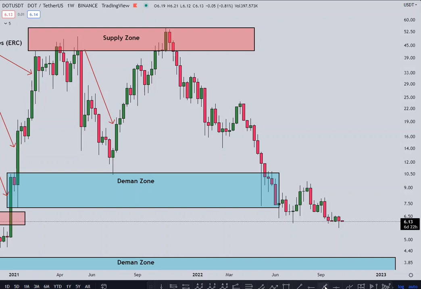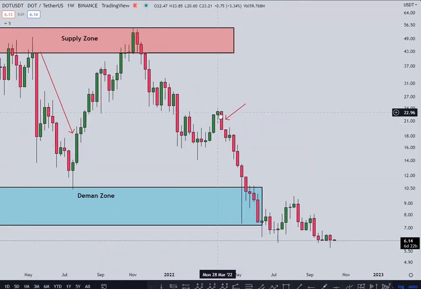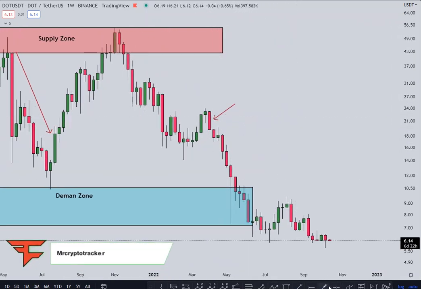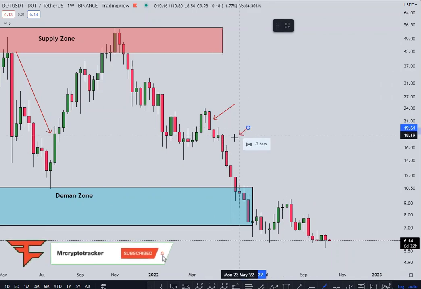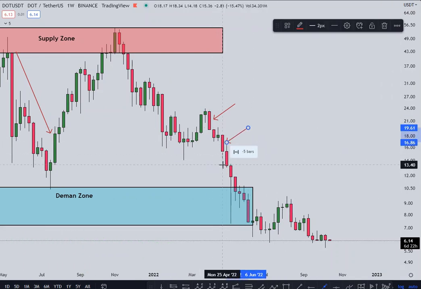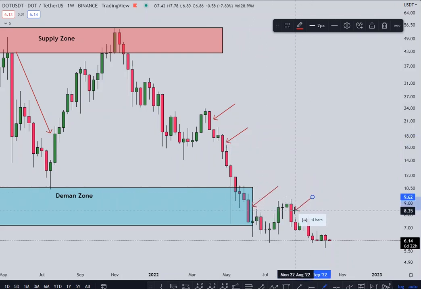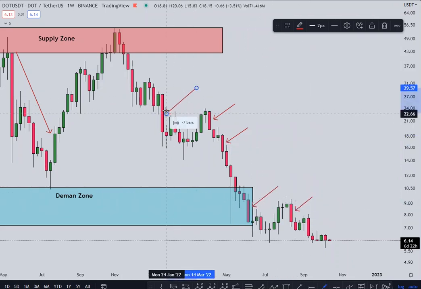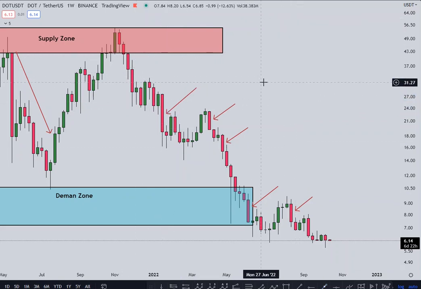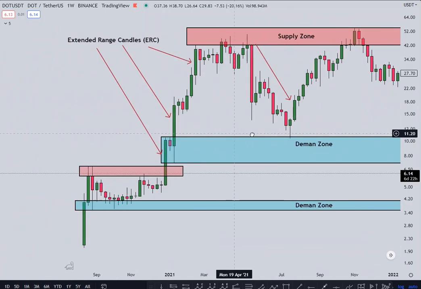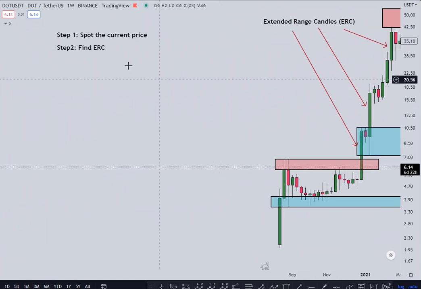So for example, here we can say this is an ERC candle. As you can see, there is no wick, no shadow. Also, we can say this is an ERC candle. The lower shadow is a little bit long, but the body is strong enough. And also here we have another one. Here we have another one. This is a very strong candle. So this is the second step to find the ERC candles.